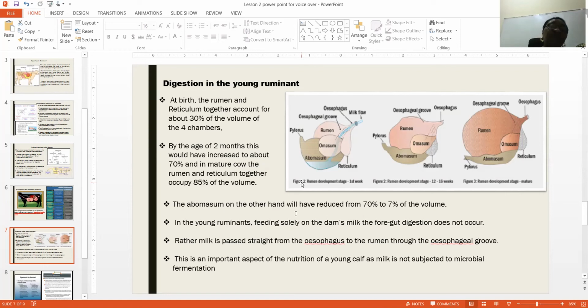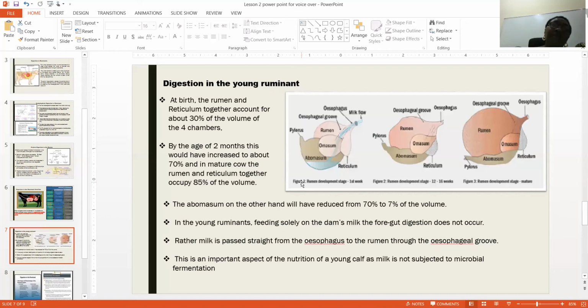This is to say that the development of the rumen is actually dependent on time and the nutrition of the animal. If you leave a mature ruminant solely on milk, then the rumen system will not be developed. And as the animal takes in milk, it passes straight into the abomasum. So it leaves the rumen undeveloped.